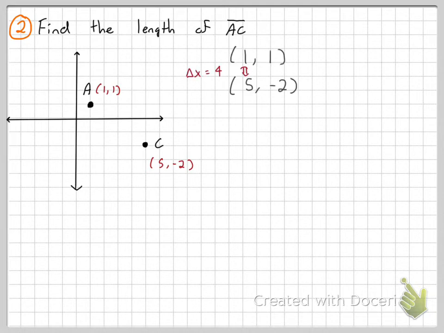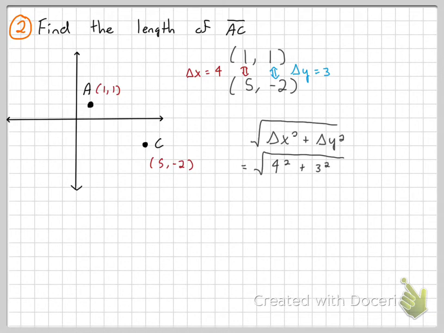The difference between 1 and 5 is 4, so that's my change in x. And the difference between 1 and negative 2 is 3, so that's my change in y. Plugging this into my formula, I get the square root of 4 squared plus 3 squared, which ends up being the square root of 25, which is 5.